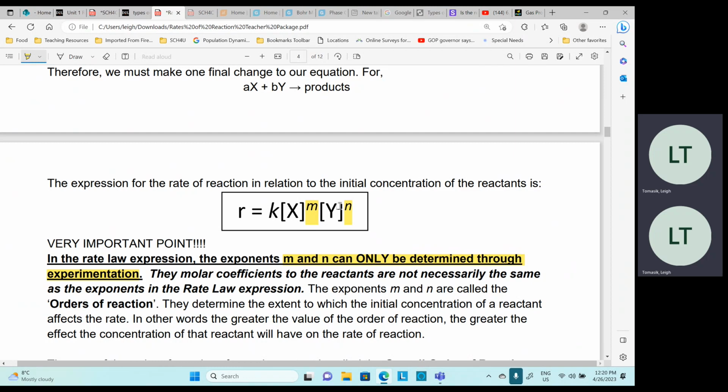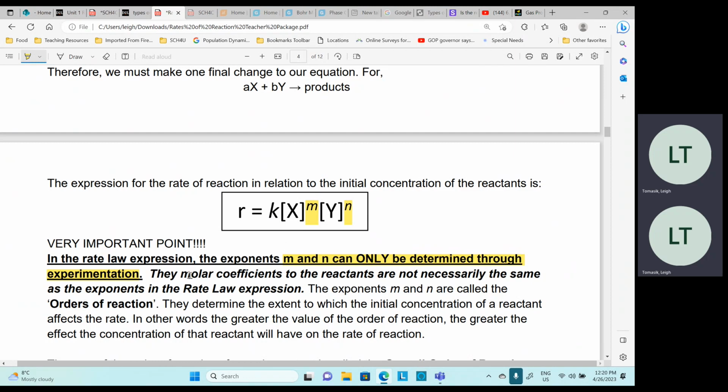Does it go up by 10? Okay, and then we would do the same thing with the concentration of X. To measure the change in concentration of X, we would keep Y the same, and we would do a couple of trials where we increase and decrease only X. And then we can determine what the exponents are.